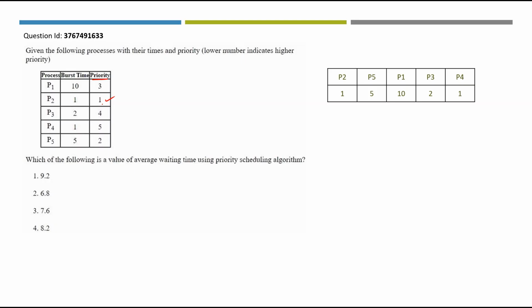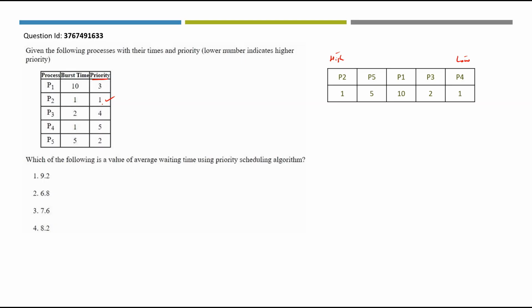So let's arrange the processes as per priority order. P2 will come first, then we have P5, then P1, then P3, and then P4. Now they are asking for the average waiting time. It means you have to calculate the waiting time of every process, sum them up and divide it by the number of processes. So we will start with P2 because it is going to get executed first.